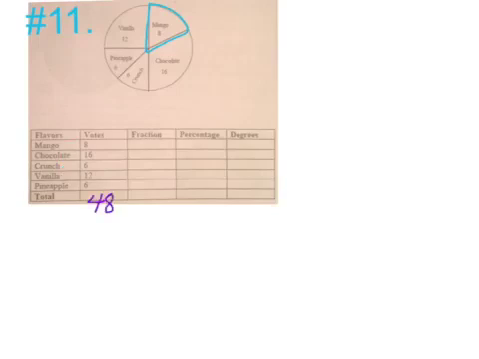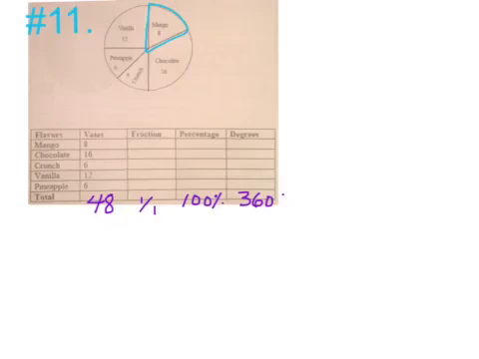for my total. The fraction should be 1 whole always. The percent should be 100% always. And the degrees should be 360 degrees. Okay, and then the fraction can be 1 out of 1, or if everything had a denominator of 48, then it would be 48 out of 48.